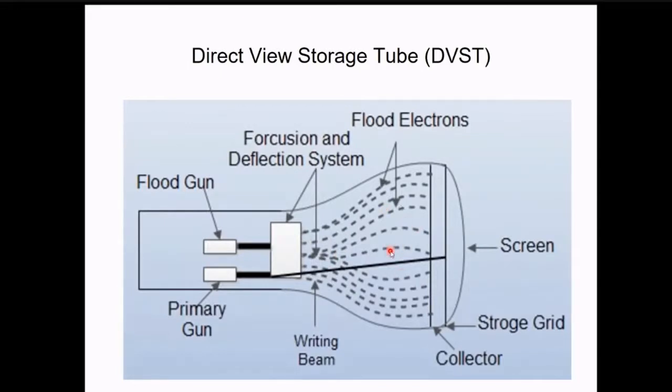Okay, so now what's the difference between CRT and DVST? Basically we have two things over here, the storage grid as well as the collector. The basic information you need to know is that the storage grid will contain the information about the picture, the thing that you want to display on the screen. So if you want to display a circle, the circle information would be stored in the storage grid. The collector will collect all the electrons that have not been used by the storage grid for the display purpose. This is the basic information that we need.